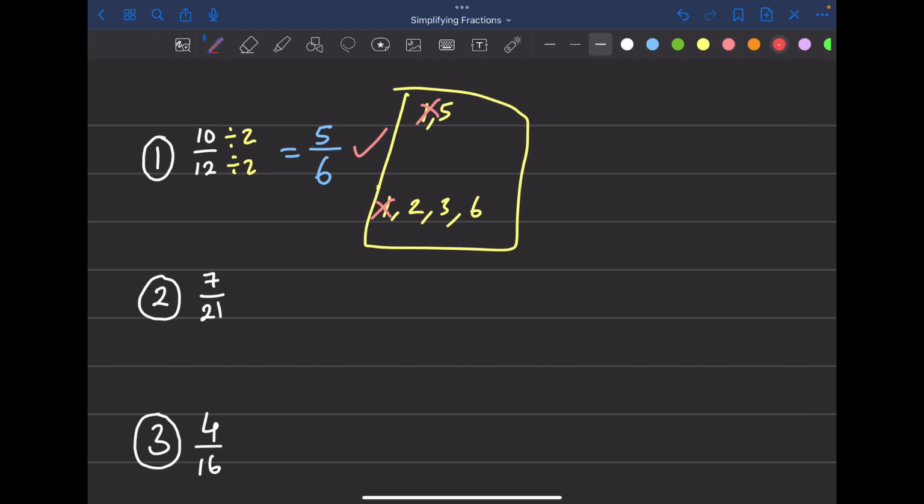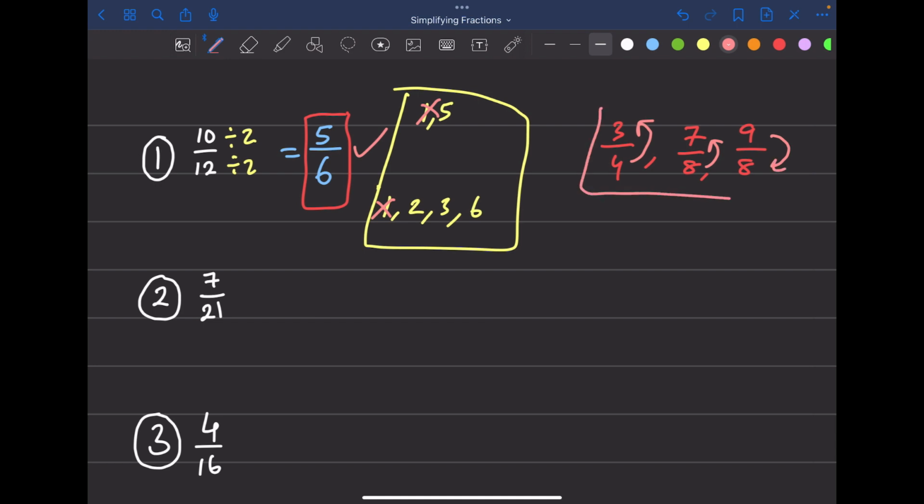And we're done. Another thing you might have noticed is that if one of these numbers is 1 less than the other number, let's say, for example, 3 over 4, 7 over 8, 9 over 8. So all these numbers are like 1 minus something else. So 4 minus 1 is 3, 8 minus 1 is 7, 9 minus 1 is 8. If it's always a difference of 1, that means these are already simplified. There's nothing else you can do because there is no factor that you can divide by to get a smaller number. It's only one difference.